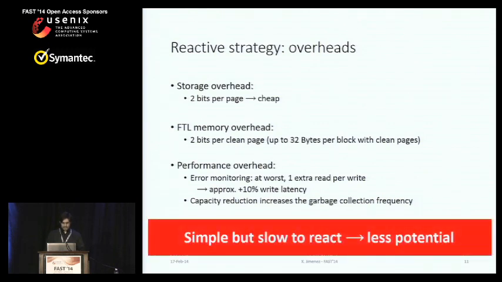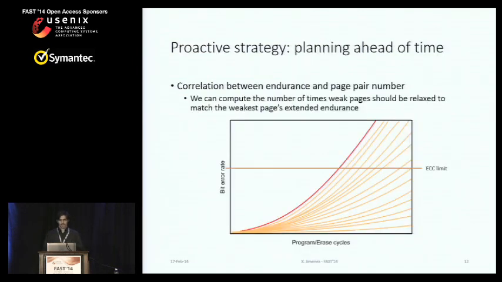So it's quite simple, but it's slow to react. It doesn't start to relieve the pages from the beginning. It needs to wait to identify them, so there is less potential. So we propose a second strategy, based on an observation we made during our analysis that there is a strong correlation between the page number or position and its endurance. This was also observed in some previous works.